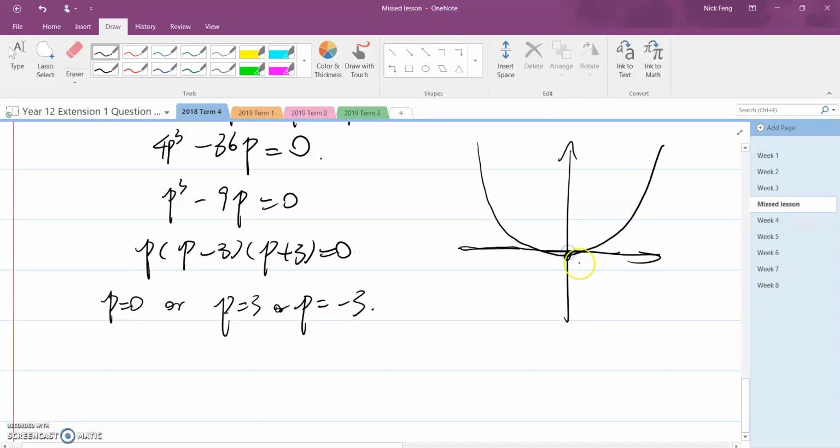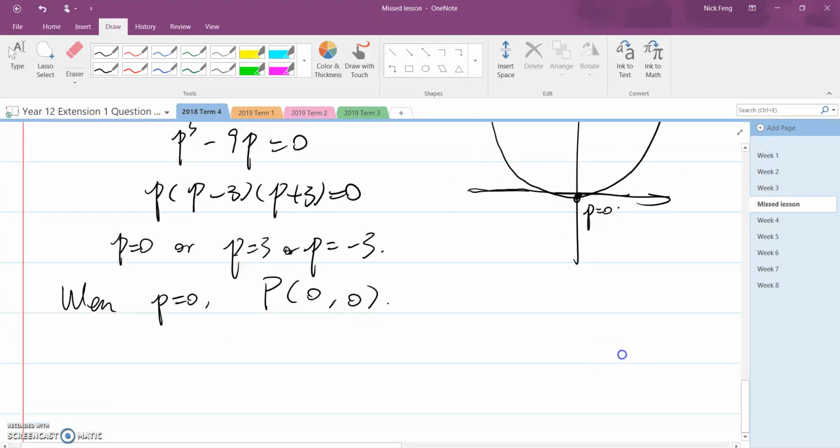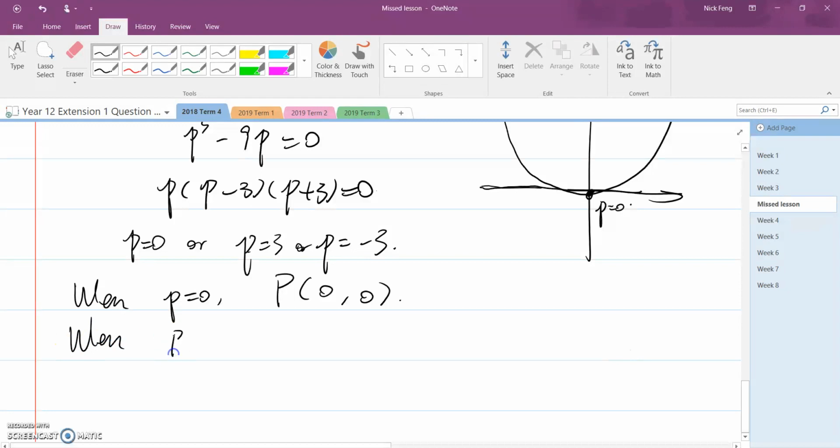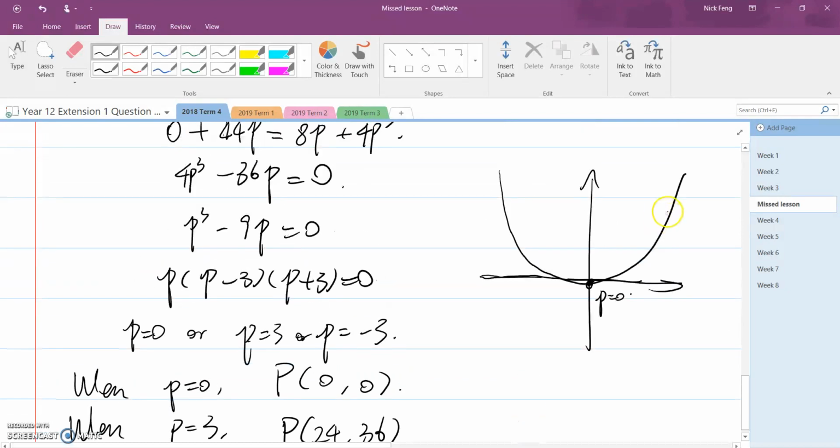So this is the point when p equals 0. And when p equals 3, first of all, when p equals 0, your point is (0, 0). Easy. (2ap, ap squared), it's done. So if you sub it in, when p equals 3, your point is (2ap, ap squared) = (24, 4p squared), 4 times 9, 36. So (24, 36), somewhere around here. And that would have a normal that passes through (0, 44).